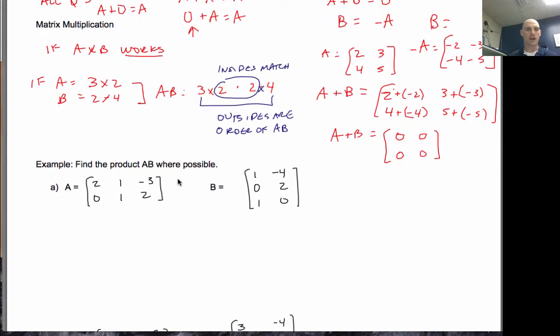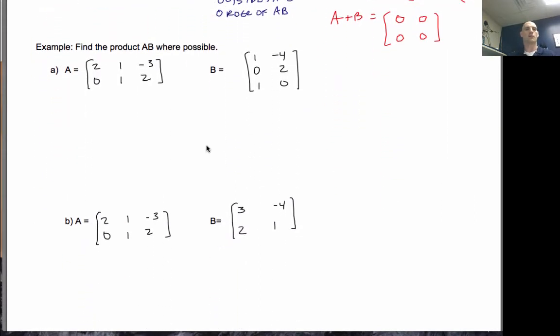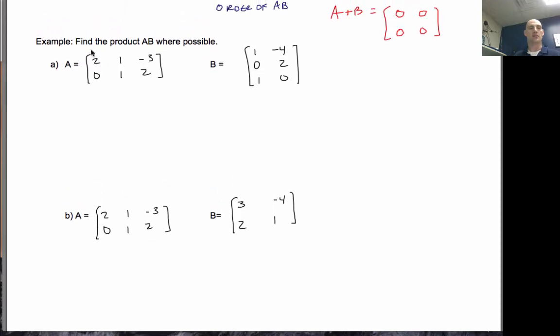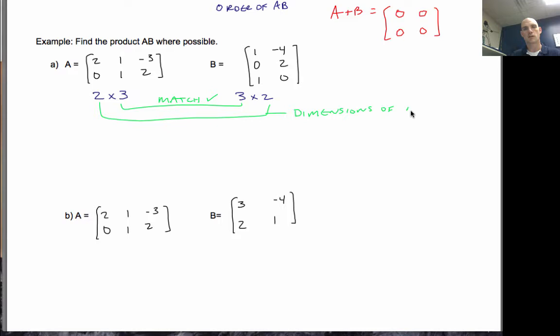And so if we're going to find the product AB where possible, we've got to check to see if it works. This one is a 2 by 3, and this one's a 3 by 2. And so my middles match, and my outsides are the dimensions of AB. So here's how it works.